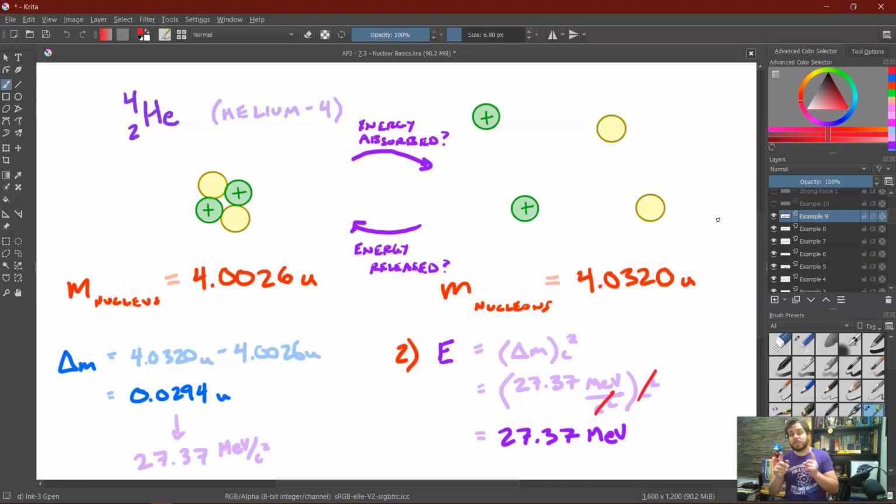So 27.37 times 10 to the 6 electron volts. And if I convert that to joules, I will find out that that is 4.38 times 10 to the minus 12 joules. Now this is slightly different from the last value we calculated. The last value was 4.39, but considering that we are rounding off a lot of things to just a couple of decimal places, that is not that surprising. This would still be an acceptable calculation.